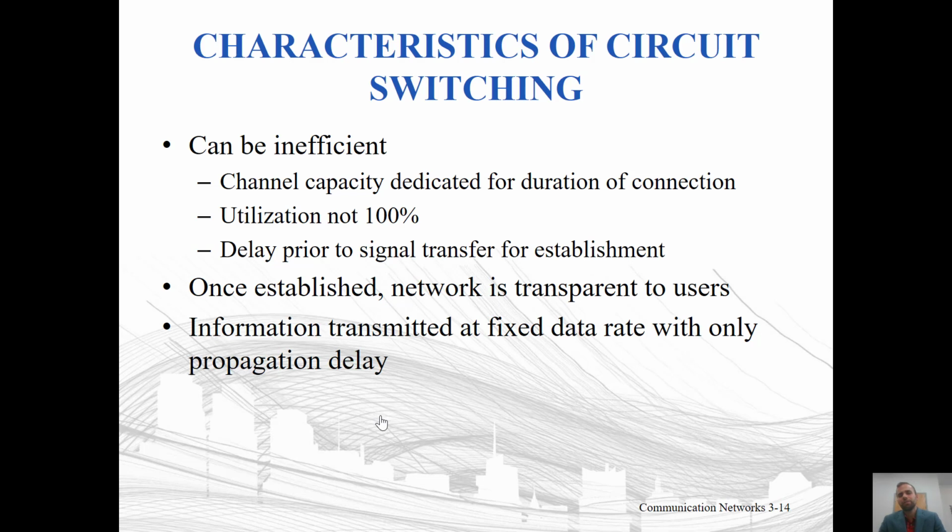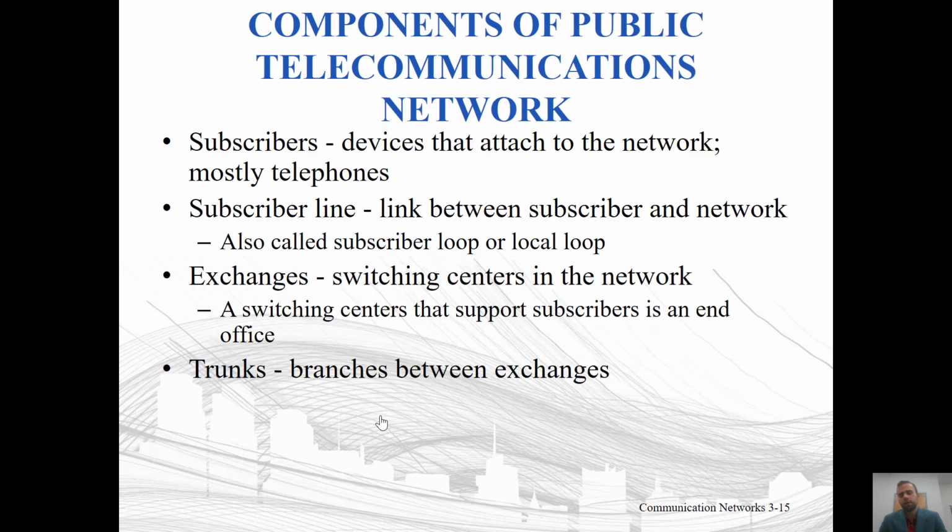Okay, so once established, the network is transparent to users, meaning information can flow freely back and forth. But again, the main limitation here is that establishment phase of the circuit. The information is transmitted at a fixed data rate, only with that propagation delay. There's a propagation delay associated with the information getting from point A to point B, but that's really the only delay that's encountered after the initial establishment.